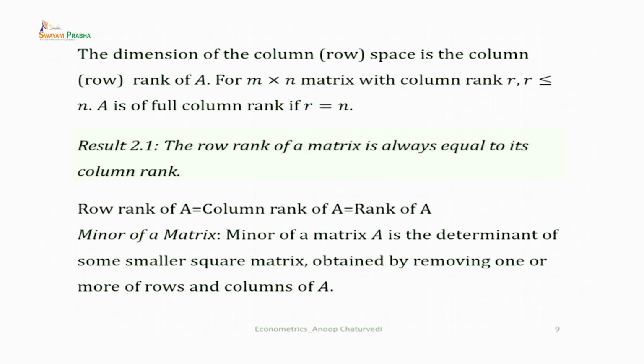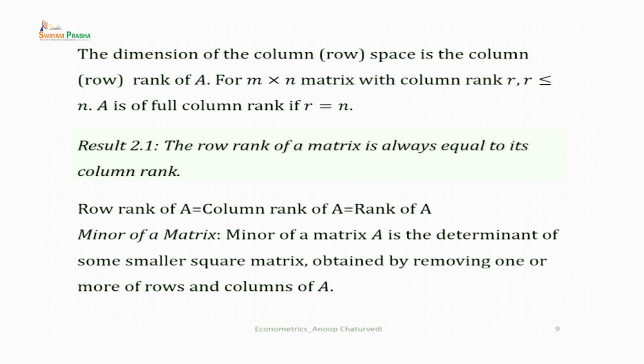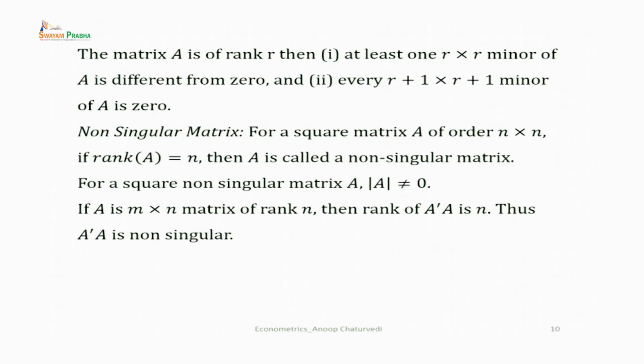Then we define the minor of a matrix A as the determinant of some smaller square matrix obtained by removing one or more rows and columns of A. So, if we remove some of the rows of A or some of the columns of A, and ultimately obtain a square submatrix of A, then the determinant of that submatrix is called a minor of matrix A. If the matrix A is of rank R, then you can obtain at least one R cross R minor of matrix A which is not equal to 0.